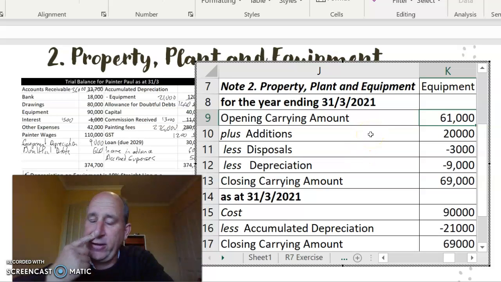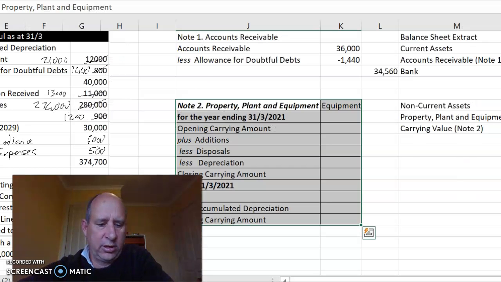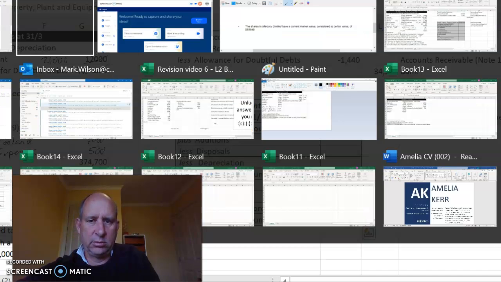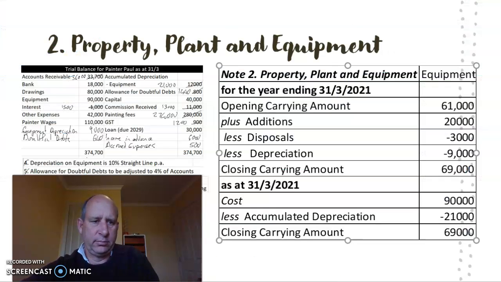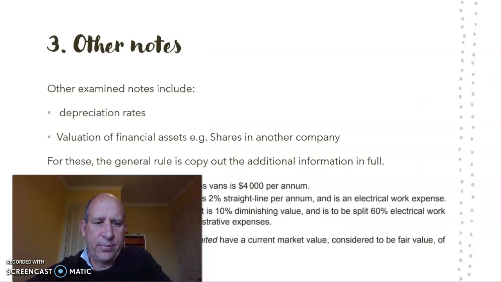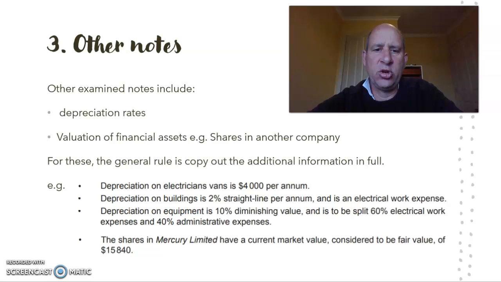I see we need practice of that, which is cool. So we've got two notes. First note is your accounts receivable note. Let's get back to PowerPoint. First note's your accounts receivable note. Second note's your property, plant, equipment. And your third note is these other notes here. So the other notes are written notes. This is the only time you have to do writing in this external. And the easy part is you're just copying out what is in the additional information in the resource sheet.